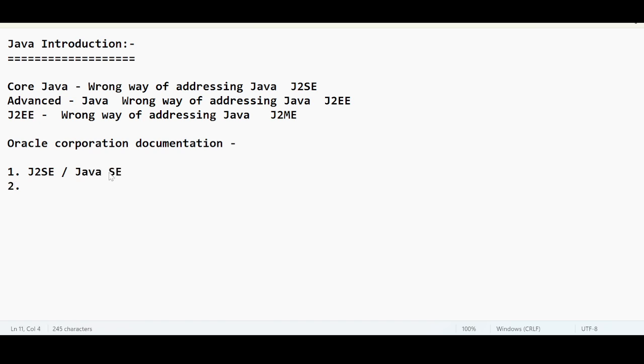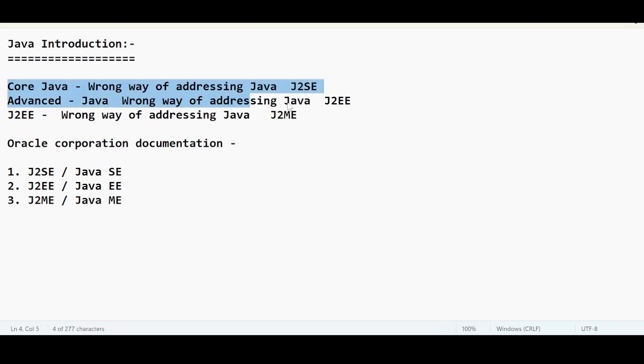Another way of addressing advanced Java is the acronym J2EE, and we have JEE. We will see each and everything in detail. The third way of addressing Java is J2ME. We call these editions, and each edition has its own importance. We will understand everything. We call it Java ME. Either it can be called like this or like this. But there are no such terminologies as core Java, advanced Java, or J2EE.